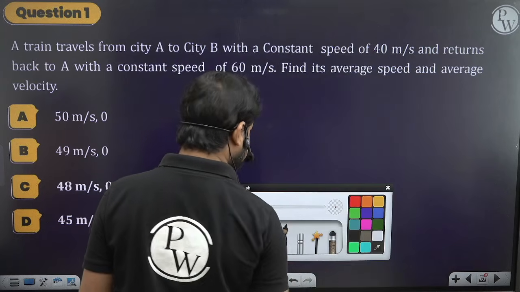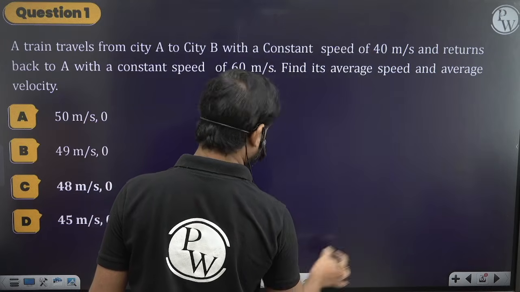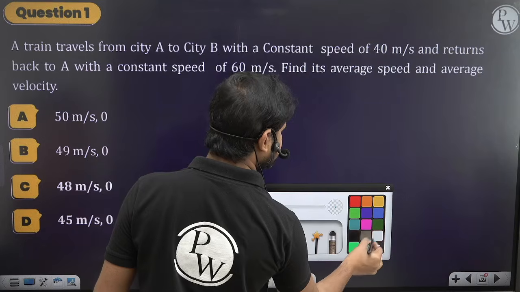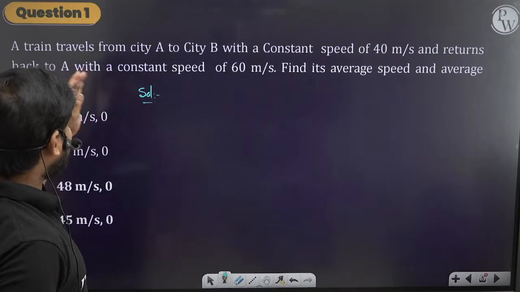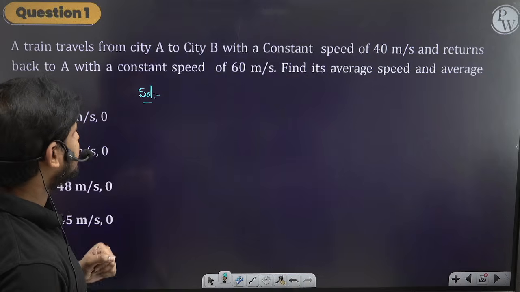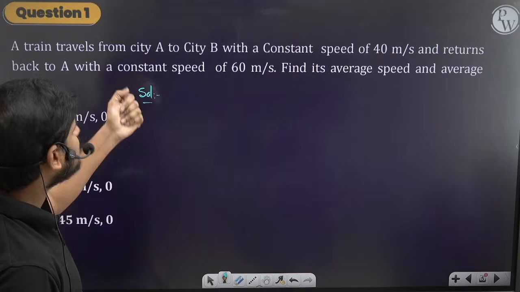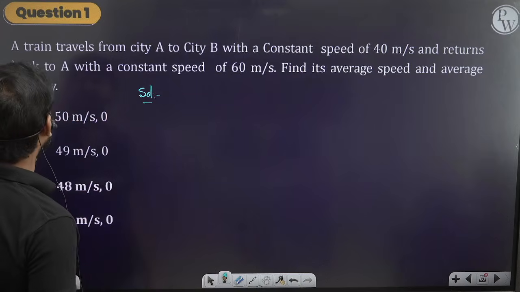So this is the standard question. Chalo, let's solve this question. A train travels from city A to city B with a constant speed of 40 meter per second and returns back to A with a constant speed of 60 meter per second. Find its average speed and average velocity.